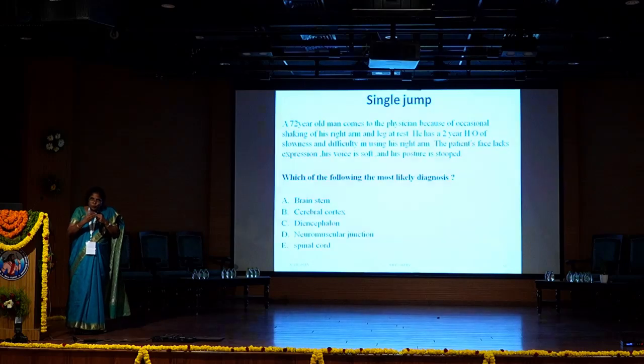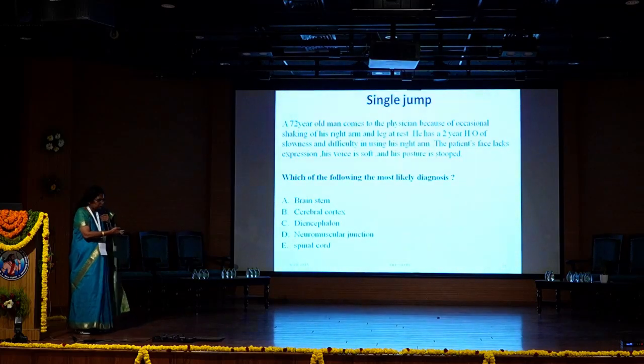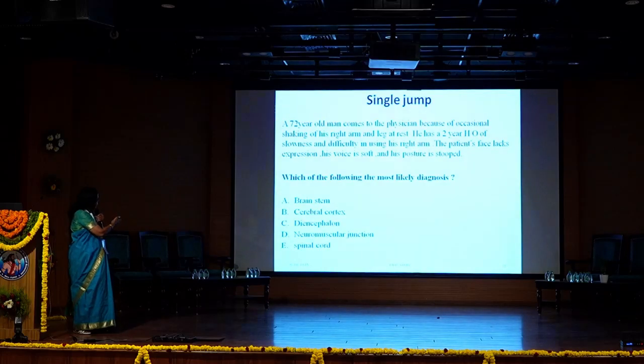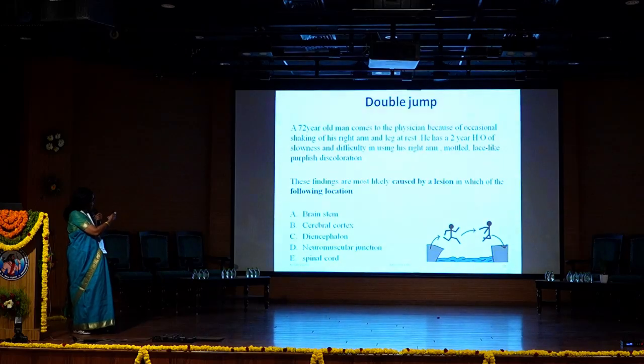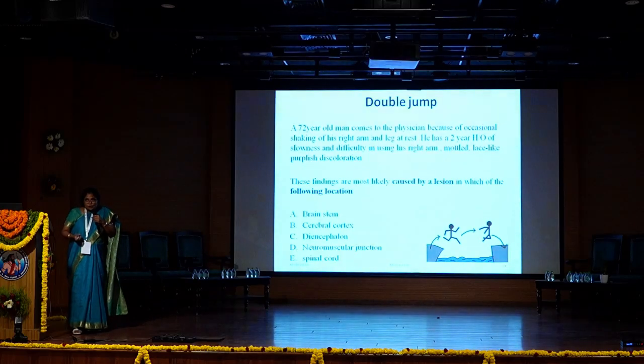A single jump. You can have continuations in that: maybe in room number 1 with this case, the same case can go into room number 2 with a different lead, and the same in room number 3 with a different lead. Which of the following is the likely diagnosis in this patient? And second, in the same scenario, these findings are more likely caused by a lesion in which of the following locations. You can ask the student; if they are wrong in the beginning, they will be wrong in the double jump. If they are wrong in the single jump and double jump, they will be wrong in the triple jump also.